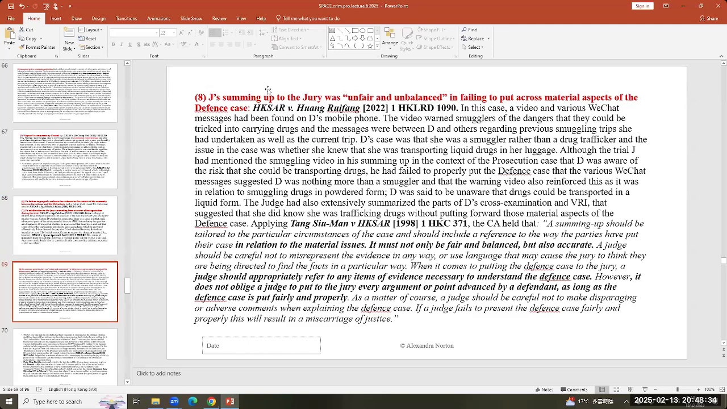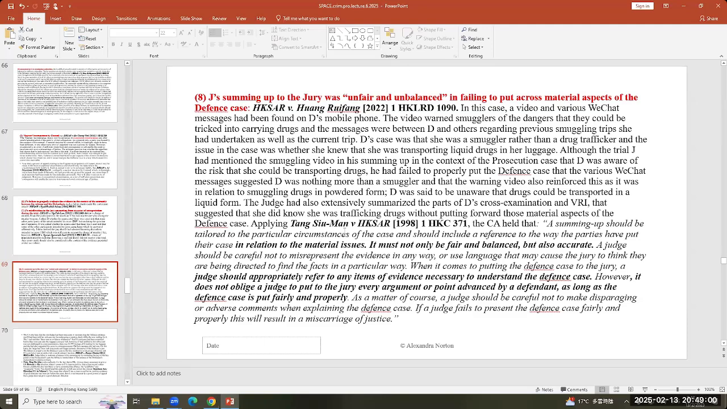Where the judge sums up the case to the jury, the overriding requirement is that it's fair and balanced. And what that means is he has to evaluate the evidence from both sides, not just focus excessively on the case for the prosecution and be overly critical of that for the defense, or he cannot omit material aspects of the defense case in summing up the case to the jury.